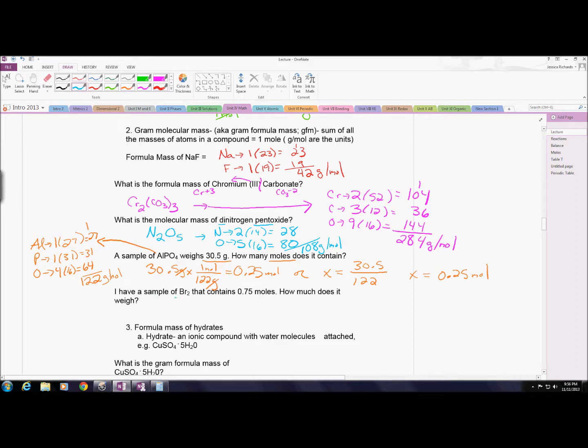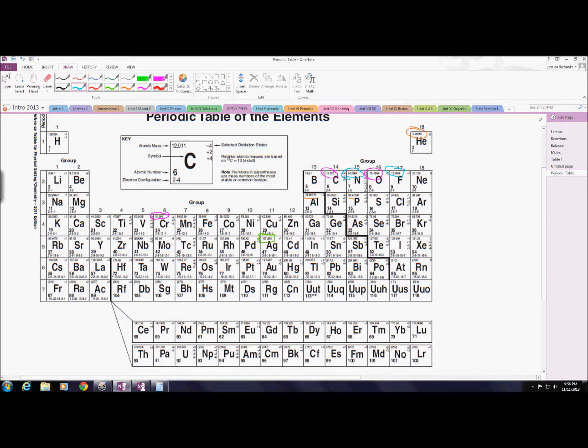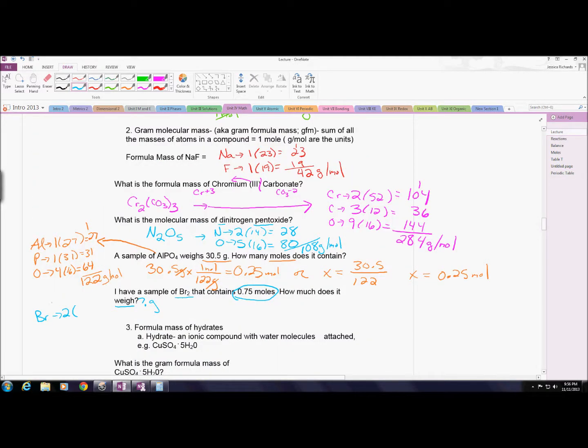You have a sample of bromine, and notice that they're talking about the bromine gas, which is diatomic, so it's Br2. That contains 0.75 moles. How much does it weigh? So what they're looking for is an amount in grams. So that means we're going to need the formula mass. 2 bromines at, go to our periodic table. Bromine's in group 17, it's the third one down, 79.9, so it's going to round to 80. 2 times 80 is 160 grams per mole.